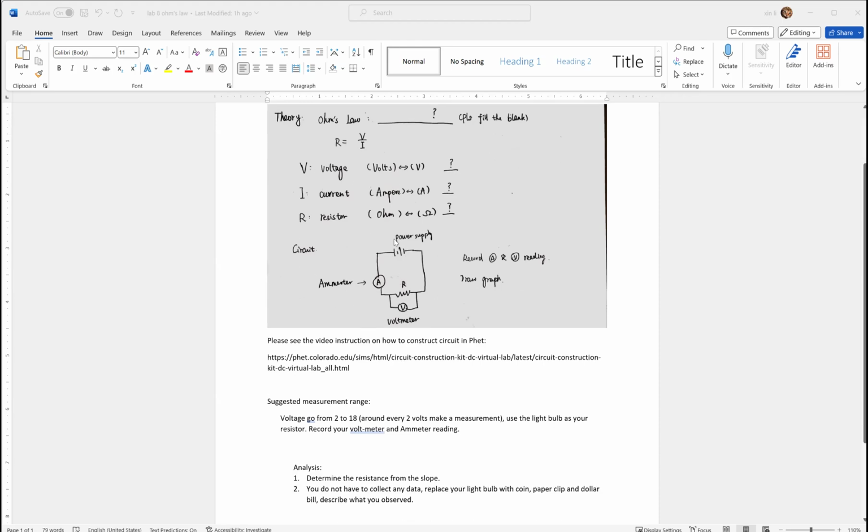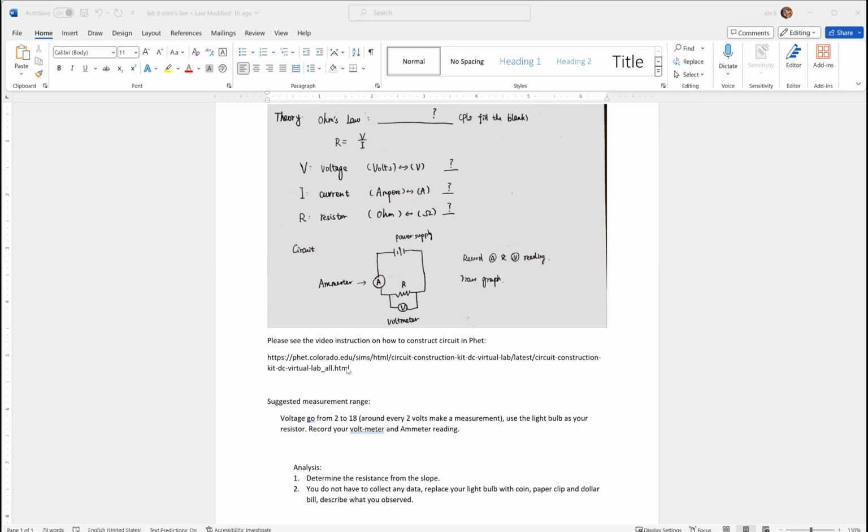And we have different devices to measure current and voltage. The device to measure current is called an ammeter, and the device to measure voltage is called a voltmeter. We are going to record the current and the voltage. We are going to record the ammeter and the voltmeter readings, and use them to draw a graph.